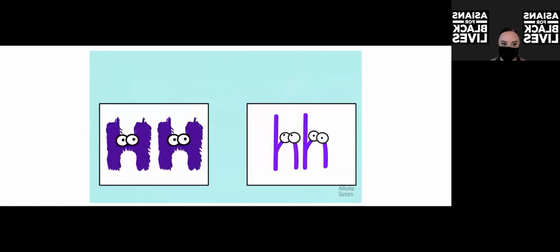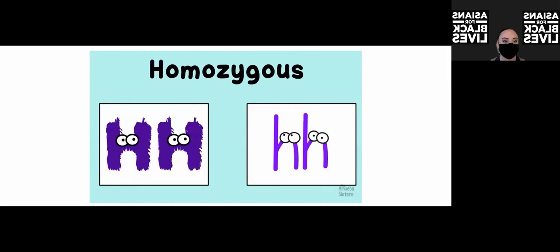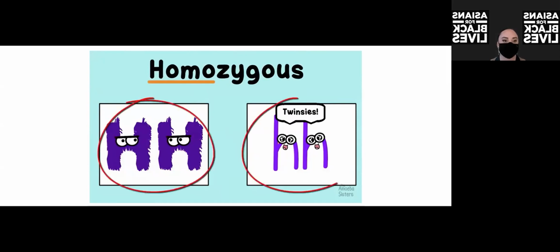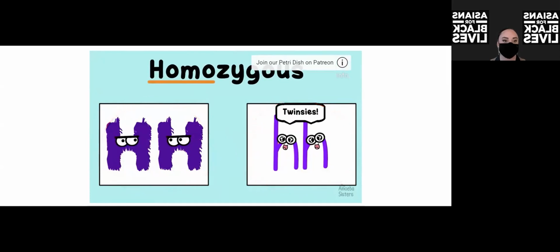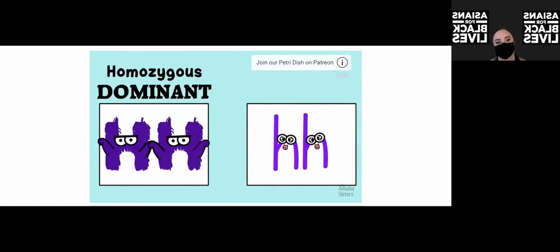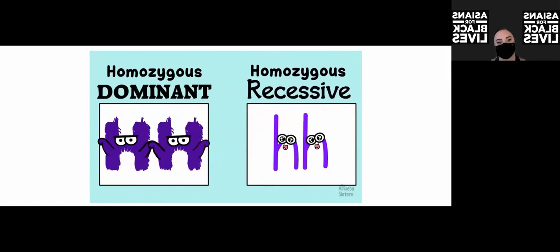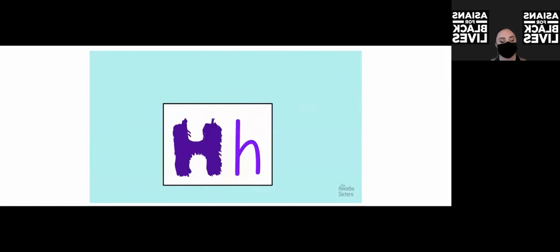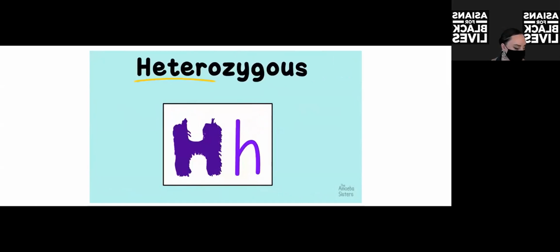A genotype of big H, big H, or little h, little h is considered homozygous. The root in this word means same, and they are the same case. Big H, big H, those are both capital letters, and little h, little h, those are both lowercase letters. So big H, big H is called homozygous dominant because of the capitals, and little h, little h is homozygous recessive because of the lowercase. A genotype of big H, little h is considered heterozygous. The root in this word means different because their letters are different cases. One is a capital and one is a lowercase.